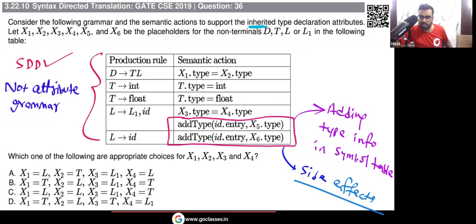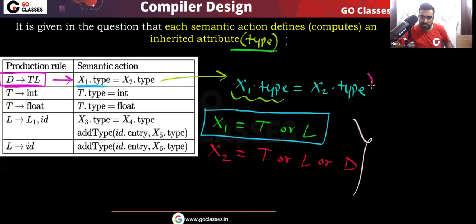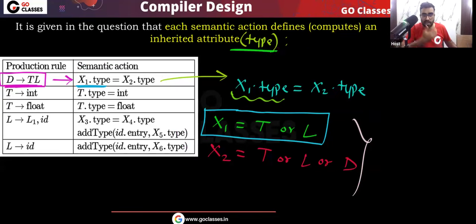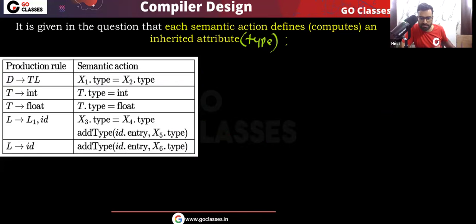Is this clear? So far, from the first semantic action, this is what we can say: X1 is T or L. And remember, X2 will be either D or T or L. Okay, clear? Now let's see the next production and the associated semantic action.